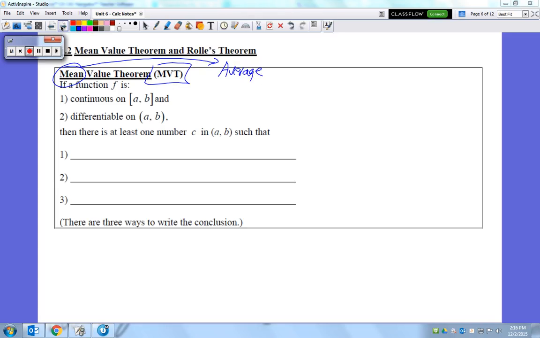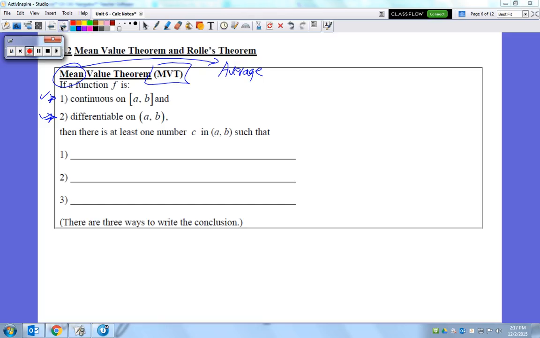Mean, otherwise, the average. Okay? So the mean value theorem says if a function f is continuous on a closed interval and differentiable on an open interval, why differentiable on an open interval? Why that subtle change? Because the endpoints are not differentiable, they're undefined slopes, right? Okay, so if those two rules are holding, then there must exist some value c on a to b to which the following is going to happen.